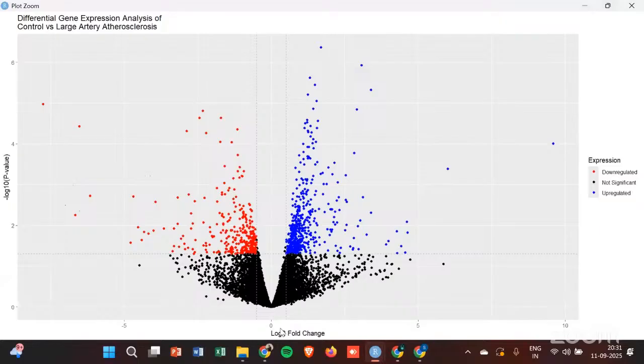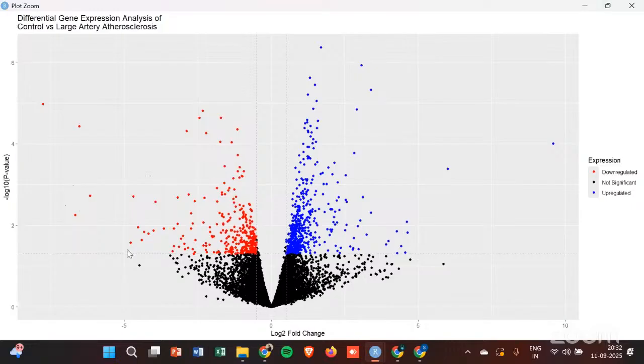So this is what a typical volcano plot looks like. On the x-axis, you plot the log2 fold change. On the y-axis, you have something called negative log p-value, that is, minus log base 10 p-value. This is your p-adjusted value or p-value, whatever you had filtered with, and you perform the function minus log 10 on it. Why do you do that? Because your p-value will always be between 0 and 1.